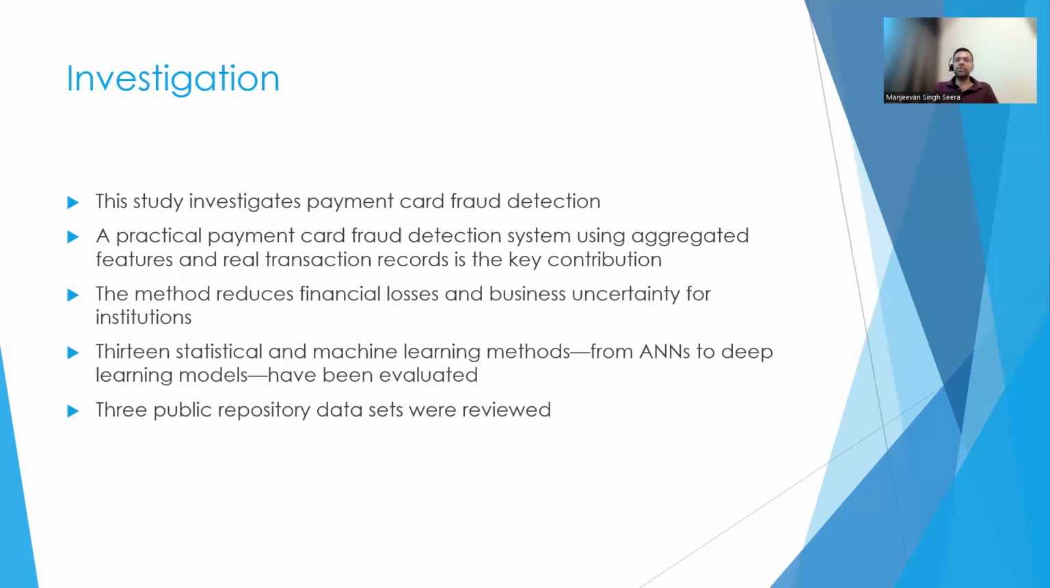One of the key contributions was the development of a practical payment card fraud detection system using real transaction records. This method is hoped to reduce financial losses and business uncertainty, not only for financial institutions but for businesses out there. A total of 13 models were used in the evaluation, from artificial neural networks all the way to deep learning. And 3 different publicly available data sets from the UCI repository were also reviewed.